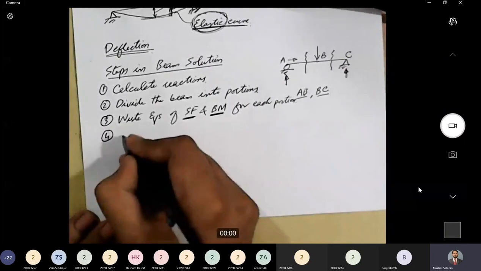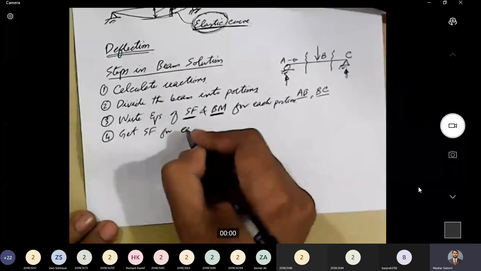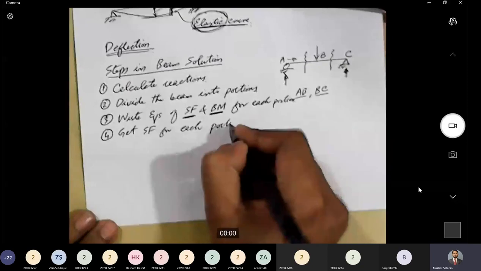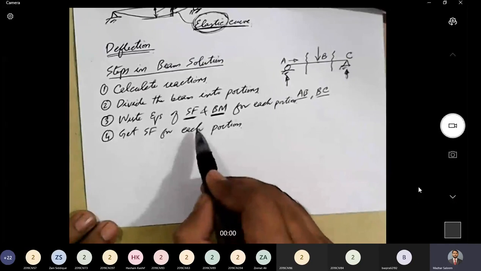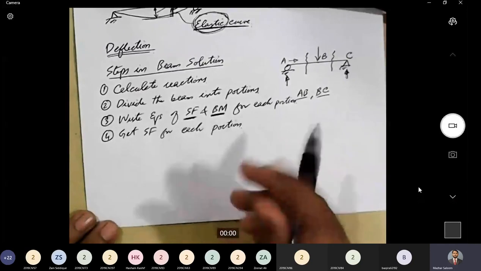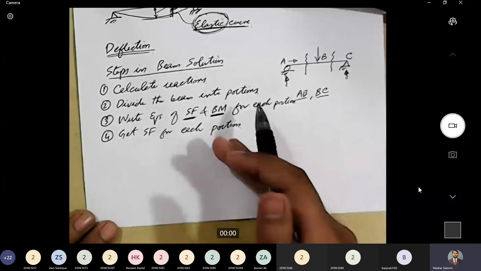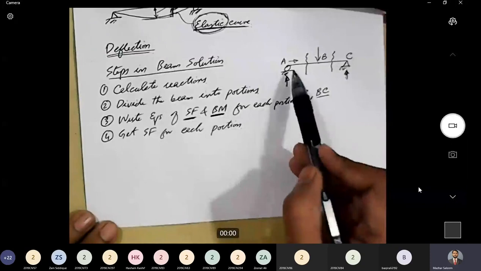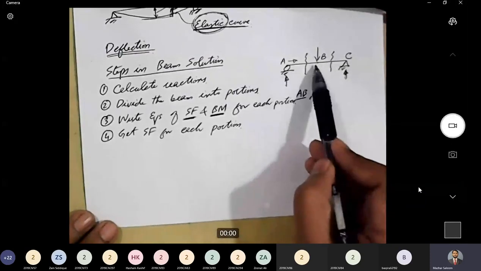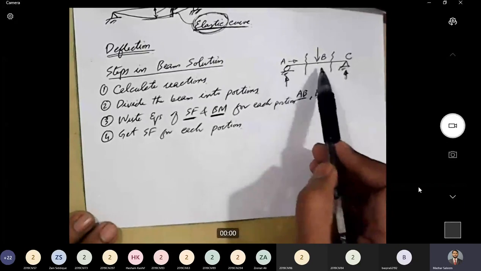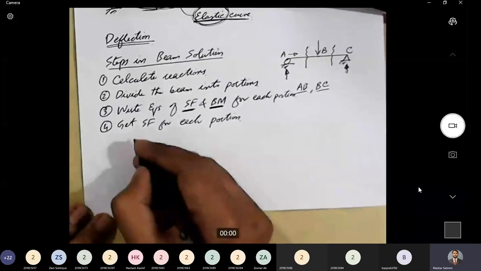Next, get shear force for each portion. Once we have the equations for shear force and bending moment, we will use them to calculate shear force for each portion. We will calculate the shear force at the starting point of the portion and at the ending point of the portion. For example, for portion AB, we will calculate the shear force at point A and at point B. These values will help us in finally drawing the shear force diagram and bending moment diagram.